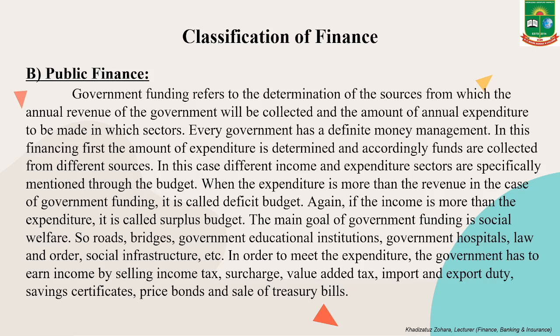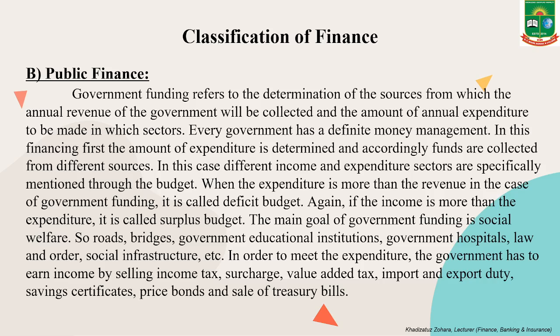The main goal of government funding is social welfare, so roads, bridges, government educational institutions, government hospitals, law and order, social infrastructure, etc. are the main focus of government financing. In order to meet these expenditures, to make these projects useful for us, the government has to earn income by income tax, surcharge, value added tax or VAT, import and export duty, saving certificates, price bonds, and sale of treasury bills.